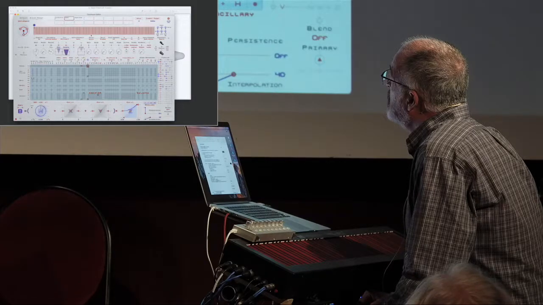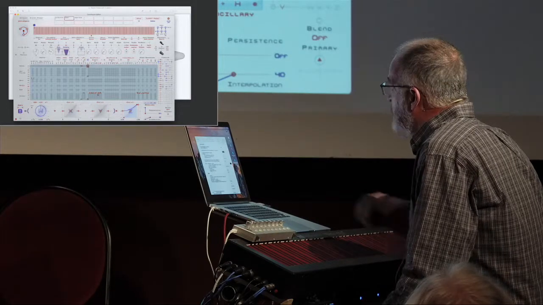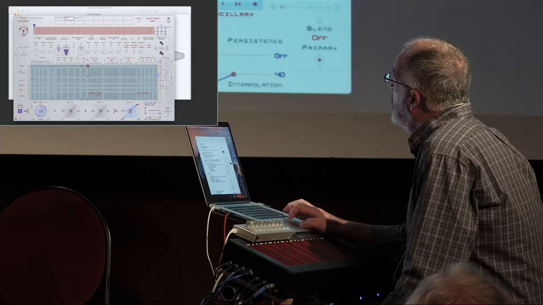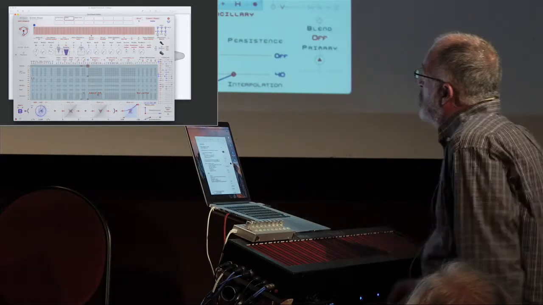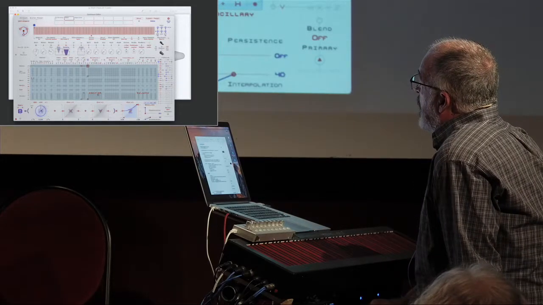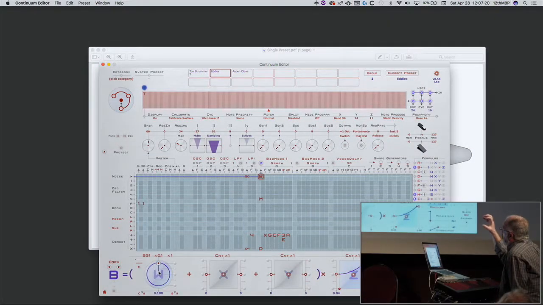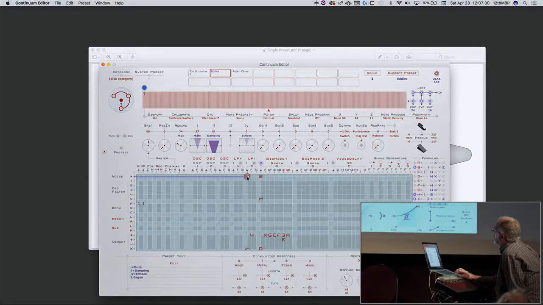What we have is that noise going in, being shaped by a shape generator. And that's one half of the noise component that's controlling the BIC mode. The other half is, if you look at the noise here and follow it along its output, you can see that it's going into a low-pass filter.